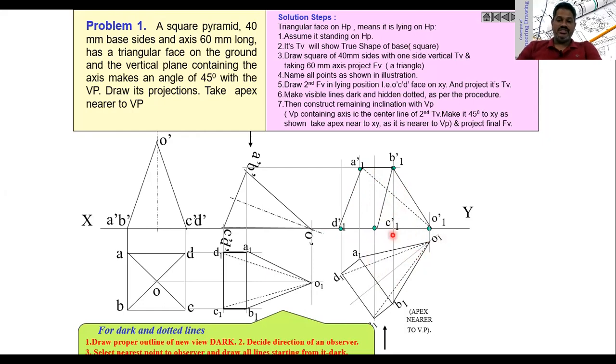This is the top view, this is the front view, and the second figure, I mean the second step figure, is only when one of the faces of the square pyramid is lying on HP. This is what we have to draw. We have to analyze the problem to draw the projections of the given solid with the given conditions.